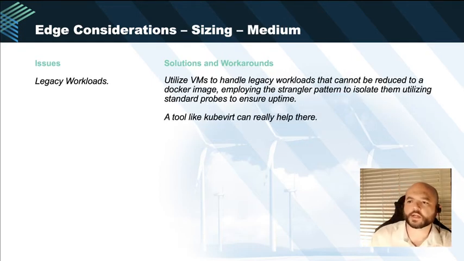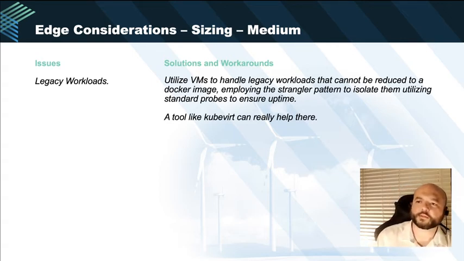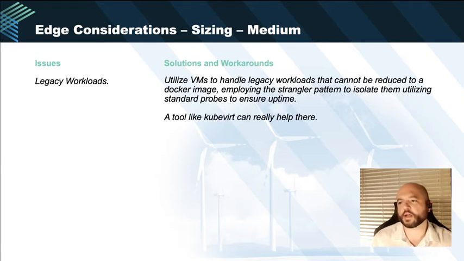And so like I mentioned a second ago, for the medium size edge devices, the biggest issue is legacy workloads. How do you utilize those Windows VMs to throw your application in there, isolate it? Well, I mean, that's how you do it. And then deploy the strangler pattern, to basically put yourself between it and any of your other applications, and monitor it, right? Make sure it's responding, and if it needs to be rebooted, the VM can be rebooted.